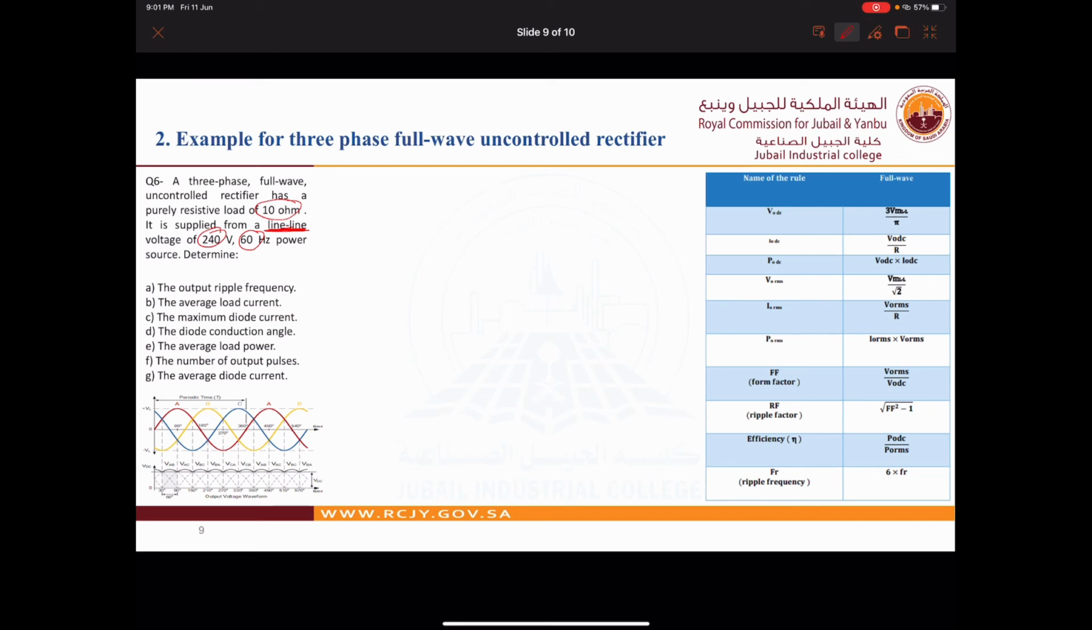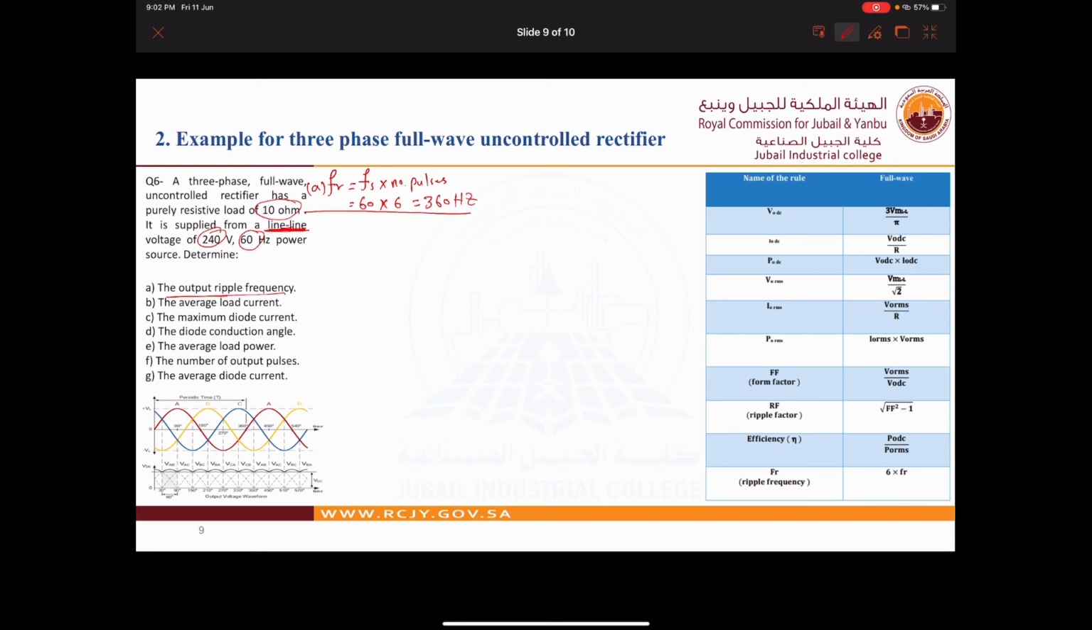Now, the first thing he said: find the output ripple frequency. Of course, we know that the ripple frequency, FR, is equal to the frequency of the supply multiplied by the number of pulses. The frequency of supply here is 60, multiplied by 6 pulses, of course, because we have 6 diodes. Then the answer will be 360 hertz. This is A.